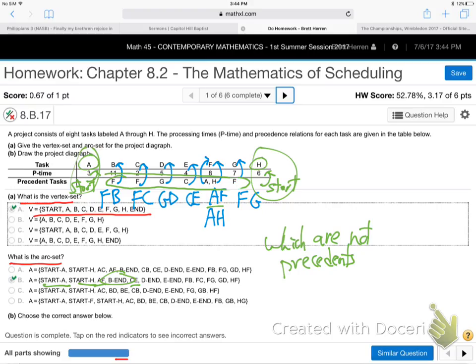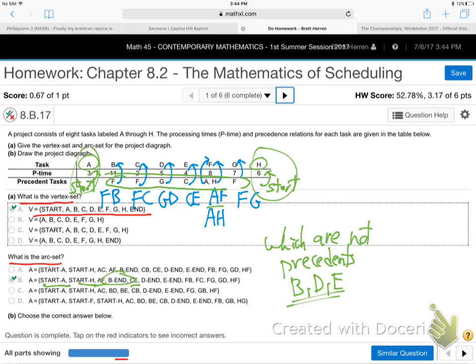Is A down there? Yes. Is B down there? No. Is C down there? Yes. Is D down there? No. Is E down there? No. Is F? Yes. G? Yes.